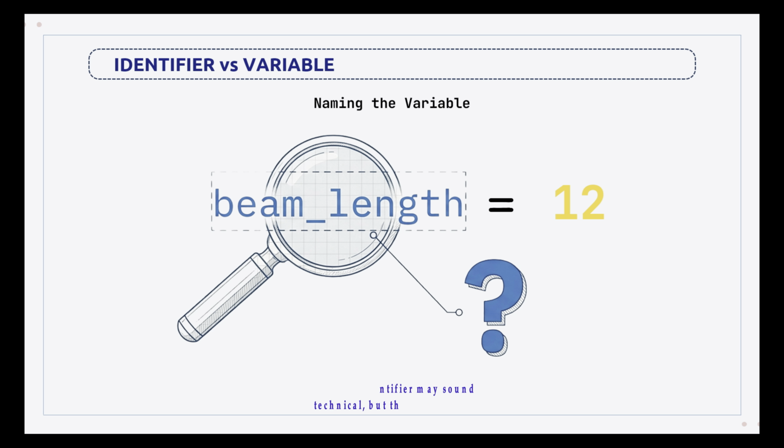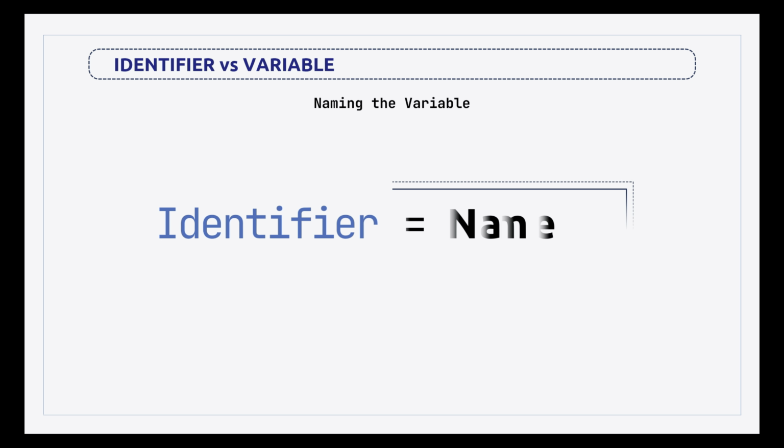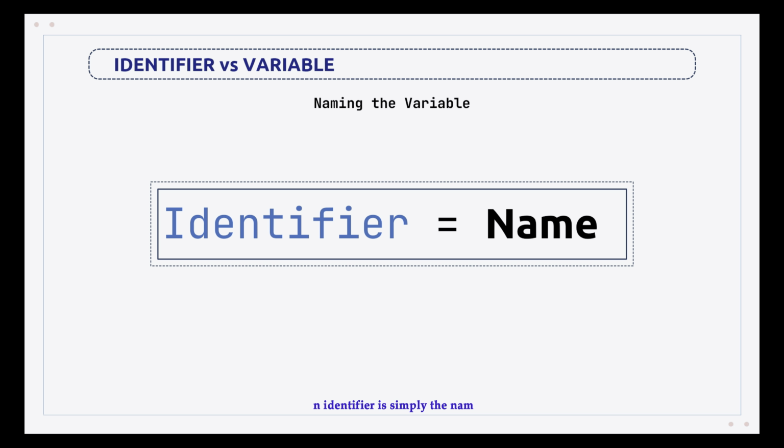The word identifier may sound technical, but the meaning is actually very simple. Identifier is nothing but your name. An identifier is simply the name used to identify something in Python. At beginner level, the identifiers we mainly use are variable names. So names like beam_length, cement_ratio, traffic_volume, all are identifiers.